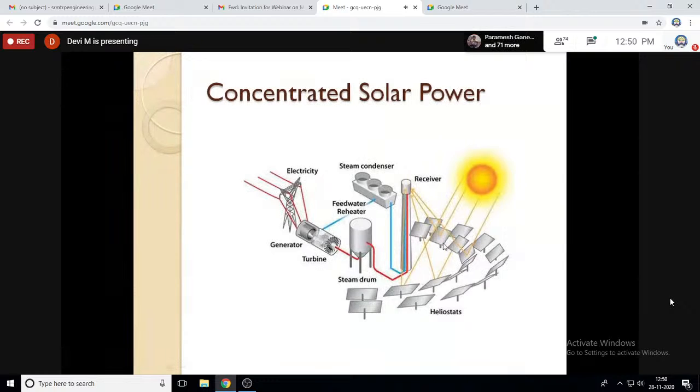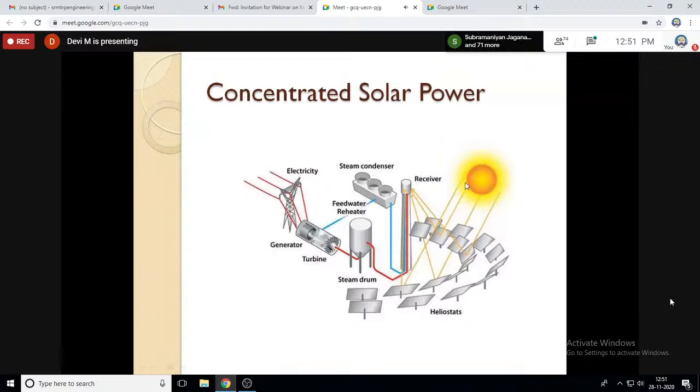I think in your smaller classes, have you done this? You'll be having a mirror. If you show it to the sunlight and keep a piece of paper behind the mirror, the sunlight falls on the mirror and converges to a point. If you keep it for 2 to 5 minutes, the paper will get burned. I have done this in my childhood. The same process occurs over here.